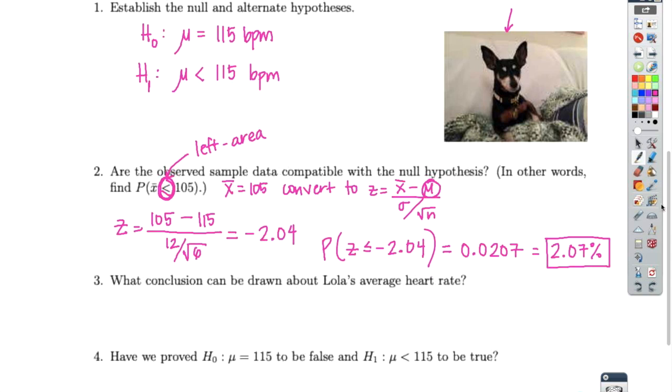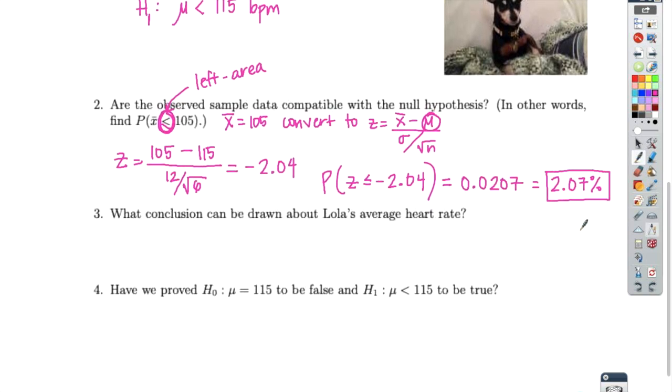So, what conclusions can be drawn about Lola's average heart rate? Well, I would say it's definitely slower than average. It seems like it's maybe concerningly slower than average. If there's only a 2.07% chance of seeing a heart rate that low, then she's definitely on the outskirts of the graph, right? Like maybe this is a concerning value.